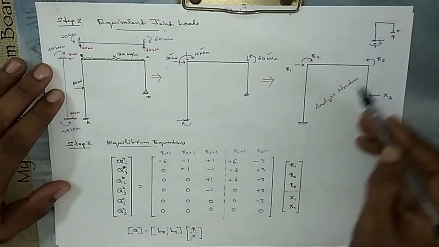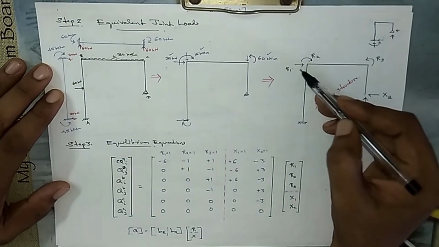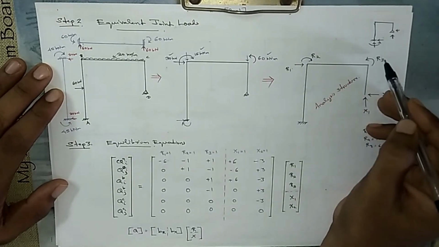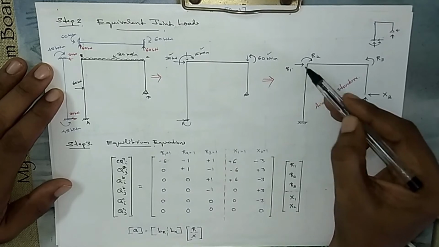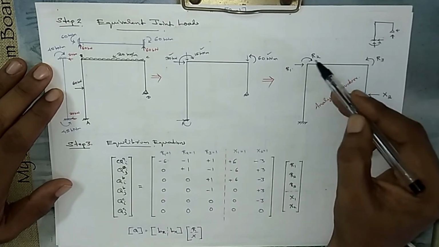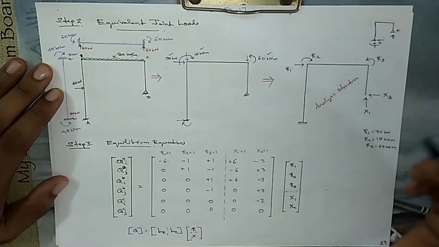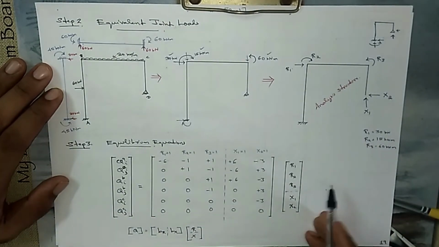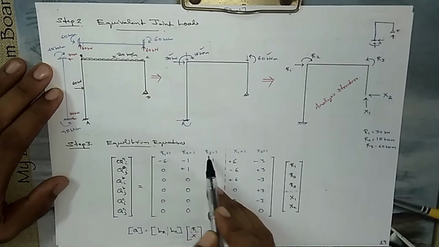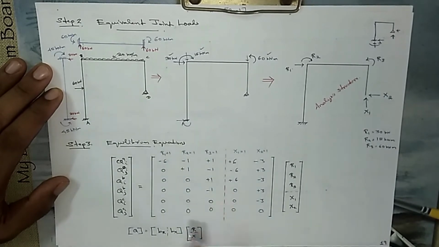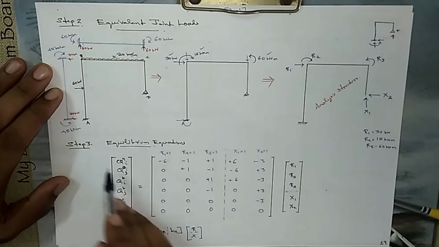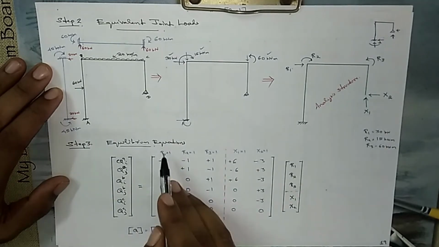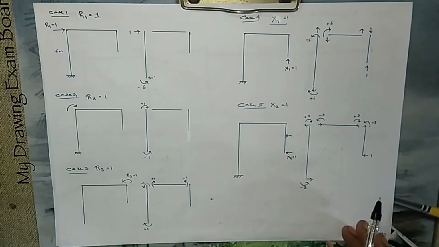After finding this analysis structure, I have 3 joint loads: there is one force R1 and 2 moments, one clockwise and one anti-clockwise, and the values are written here. So in this equilibrium equation I will have R1, R2, R3, X1 and X2. I have to find this equilibrium equation one by one. So these are the 5 cases.